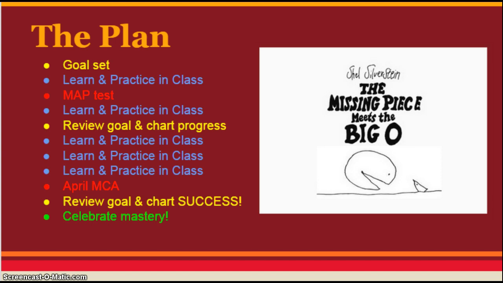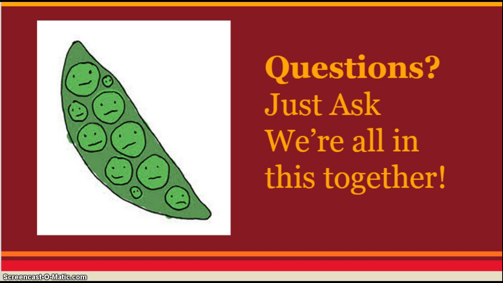Since the tests are slightly different, you'll need to think back to the Learning Target Help document so that you can think more about the actual skills that you'll be practicing. Then, we'll keep on practicing until April when we take our MCA. This is the long test that is similar to the OLPA. Once we're done with the MCA, we'll review our goal again and chart our success. We'll then celebrate mastery, because you will have all achieved grade level expectations or beyond.